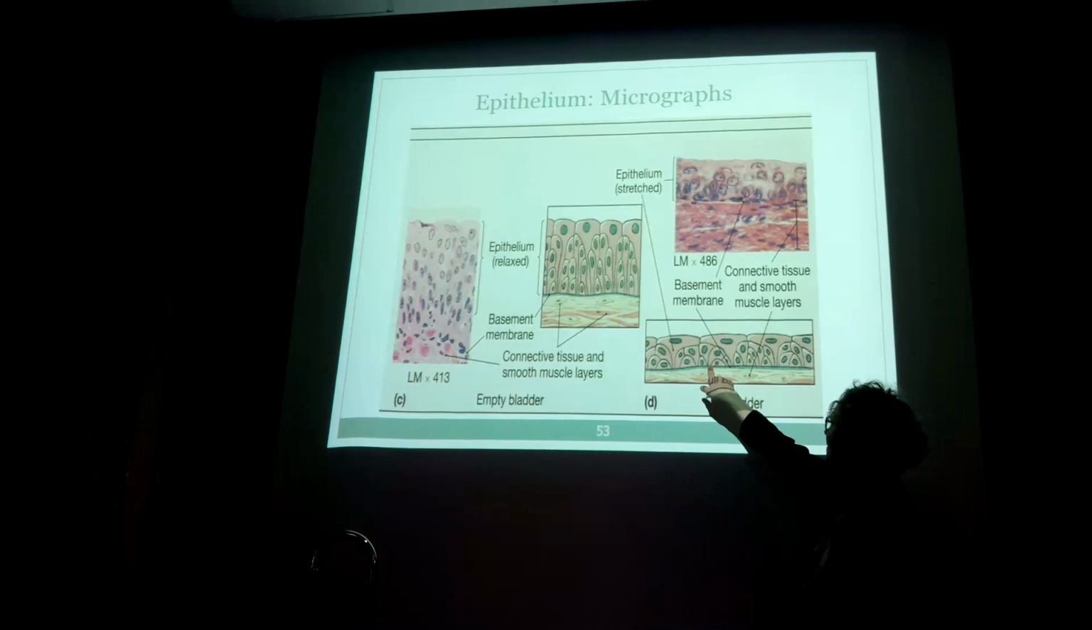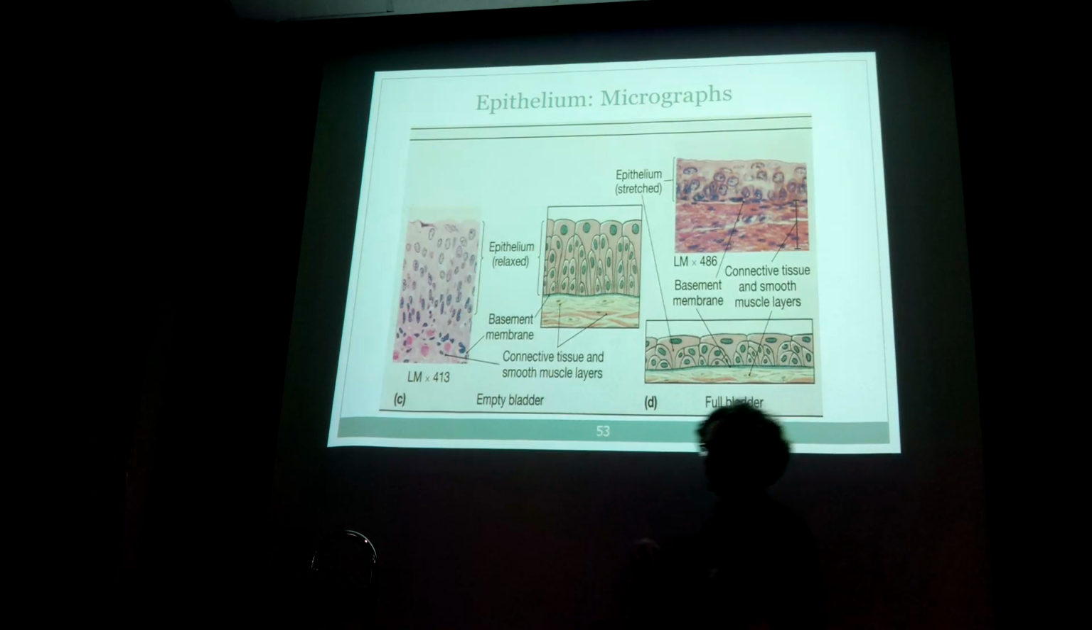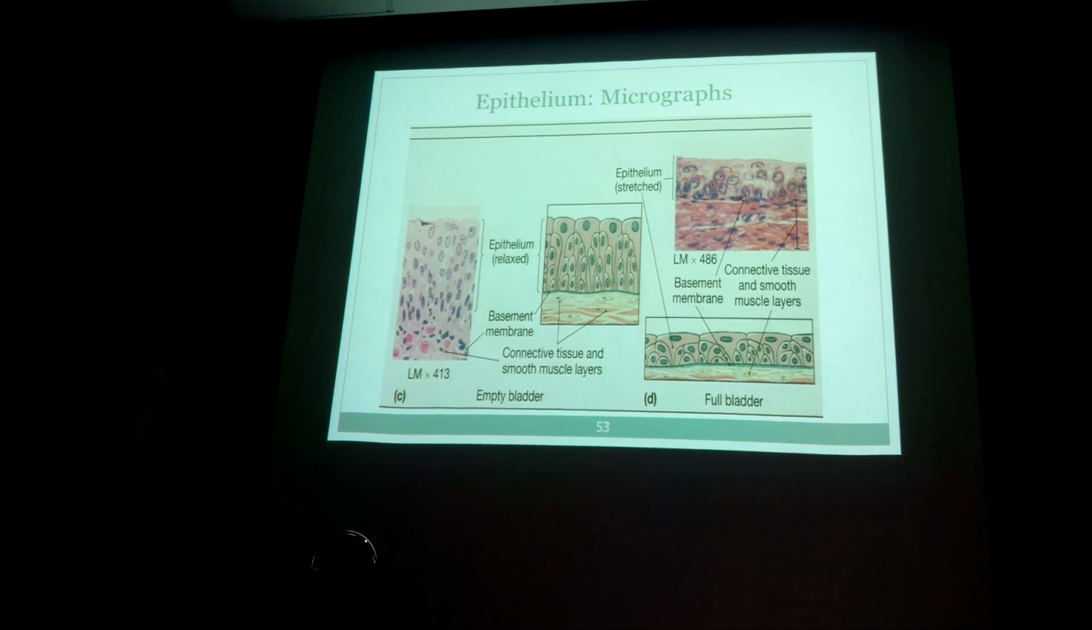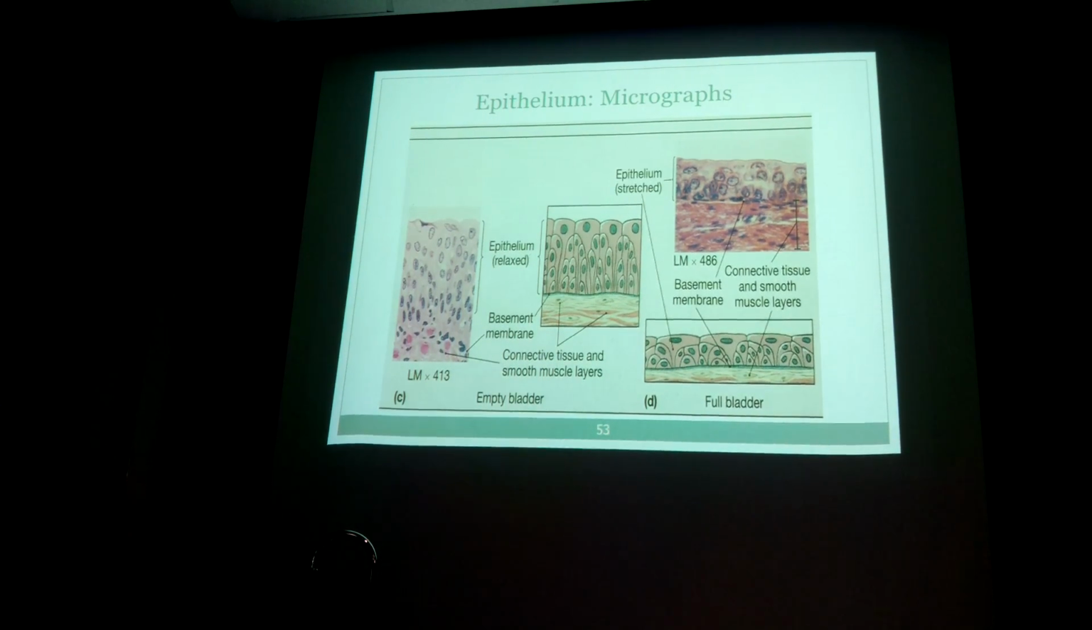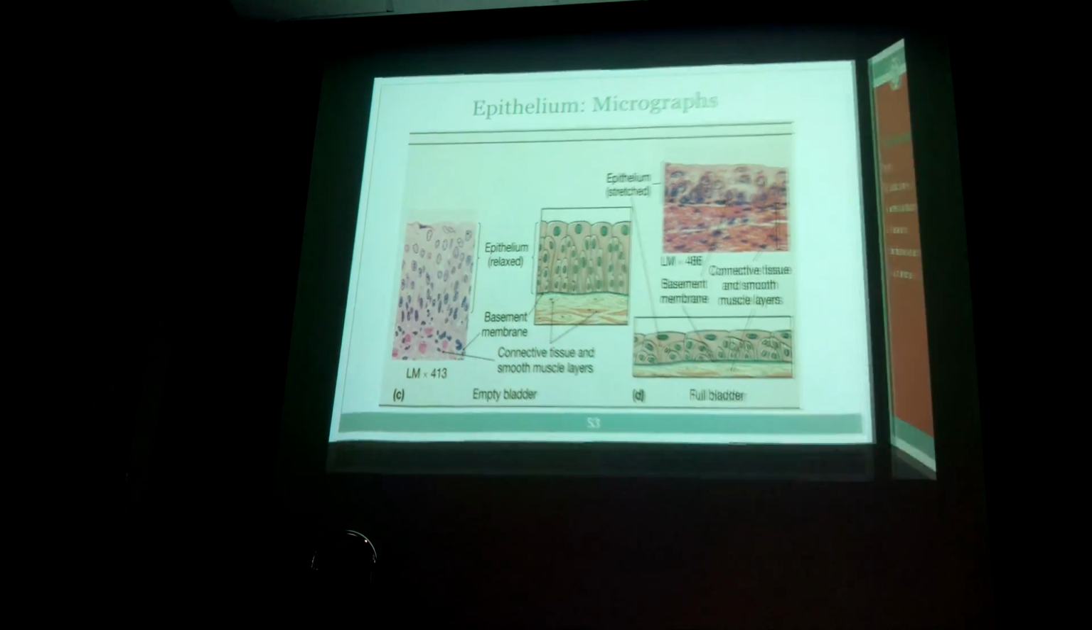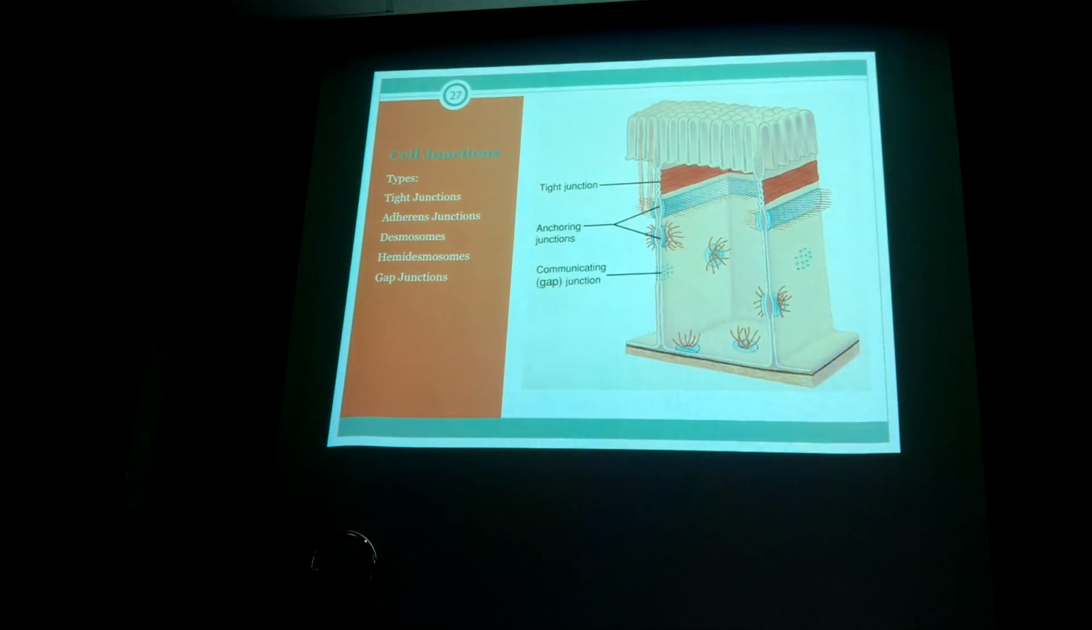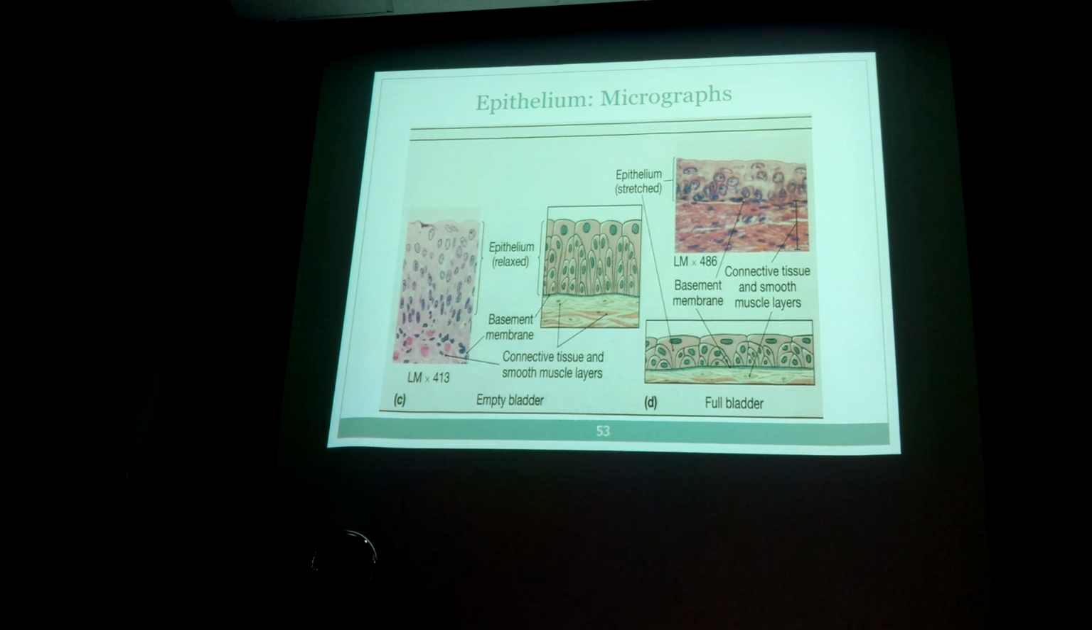A cell could be simple, this one could be stratified, so it's transitional. Okay, do we have any questions before I move on about epithelia?